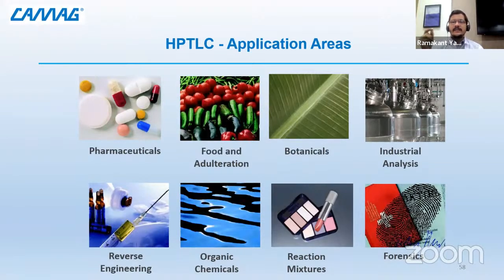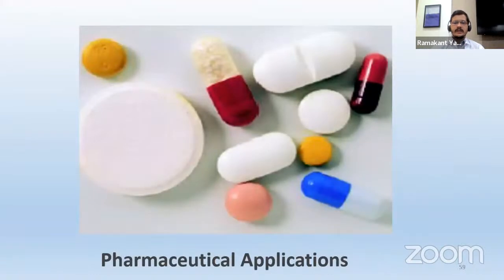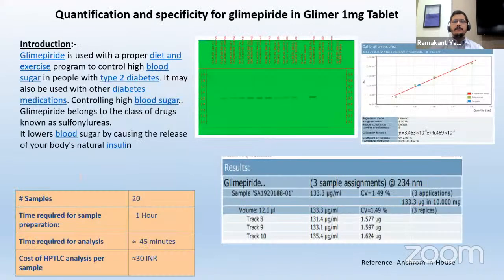But if the sample is in liquid solution form, you can take that sample from any field like forensic. There are many applications in toxicology, the narcotics department. There are many applications of HPTLC in industrial analysis, in organic chemistry. So HPTLC is everywhere. As per your need, you can utilize it. Firstly, we will see pharmaceutical applications.